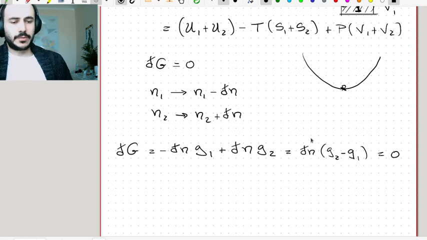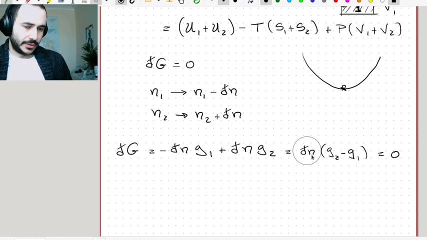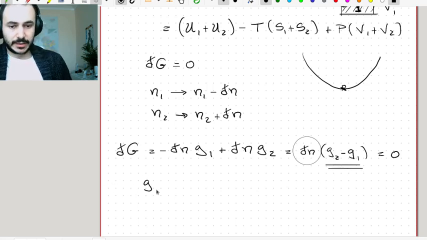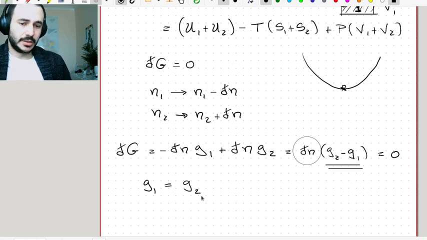So of course, because this virtual displacement is arbitrary and it doesn't have to necessarily be zero, this means that this thing in the parentheses is zero. So what I'm saying is that the molar Gibbs free energy of the phase in the liquid form is equal to the molar Gibbs free energy of the phase in the gas form.